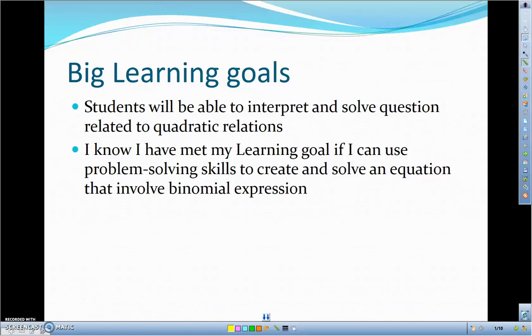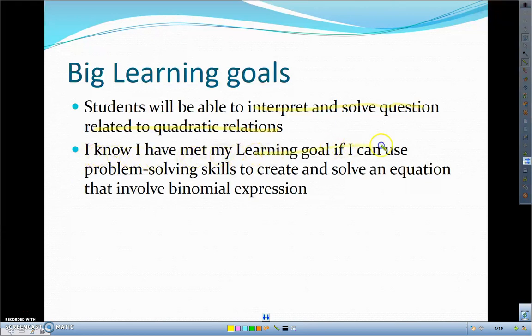Alright, welcome back. We're into lesson 2. Before we start, let's review our learning goals. And ultimately the goal of this Unit 3 quadratic expressions is to interpret and solve questions related to quadratic relations.